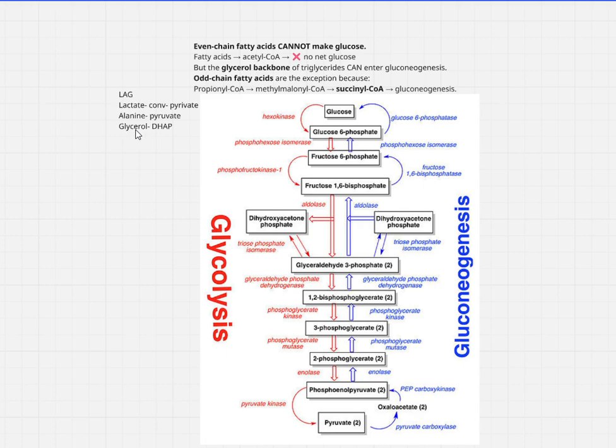So the actual even chain fatty acids cannot make glucose, but the glycerol backbone can. Like the glycerol backbone from the triglycerides can enter gluconeogenesis and make glucose. The glycerol basically gets converted into DHAP, right? Can you see this DHAP here in gluconeogenesis? So this is where the glycerol enters, right? Okay. So even chain fatty acids cannot make glucose, but the glycerol backbone of triglycerides can enter gluconeogenesis, and odd chain fatty acids are the exception, right? They can enter gluconeogenesis.